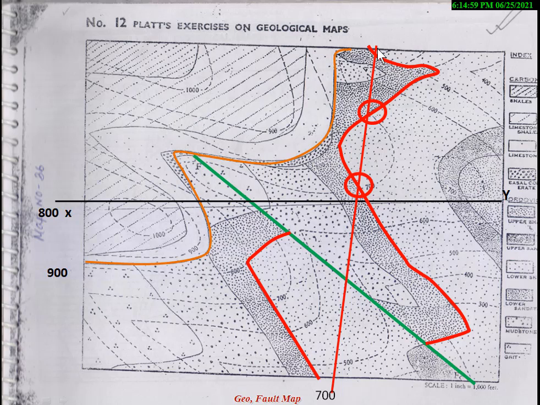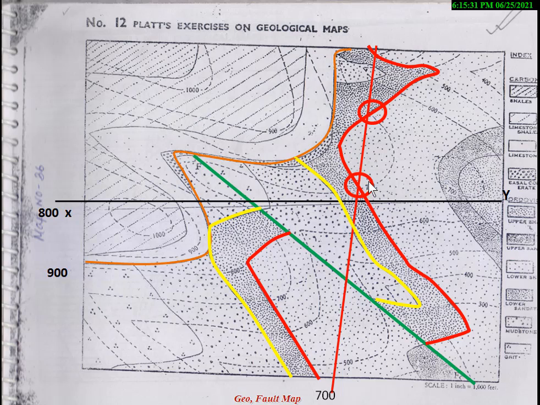Now see how to calculate the throw. If we go through this strike line, this 700 does not touch this bedding line. So here it is not possible to calculate the throw with the help of this strike line. So we need to change the bedding line. Now we select this bedding line, this yellow bedding line.